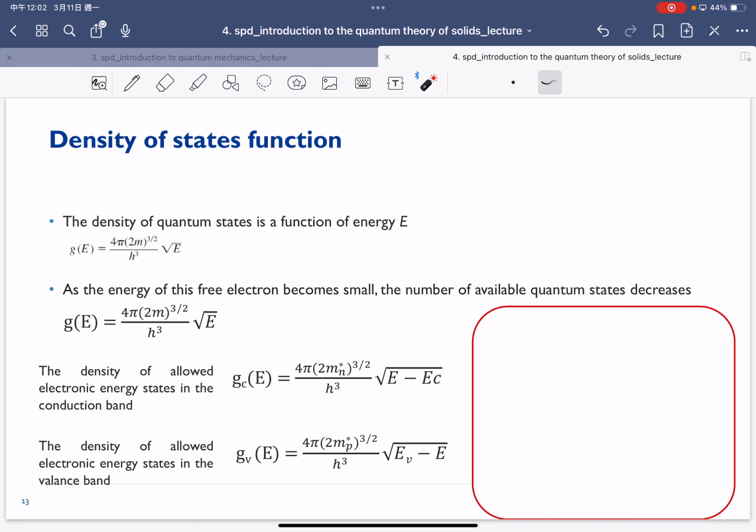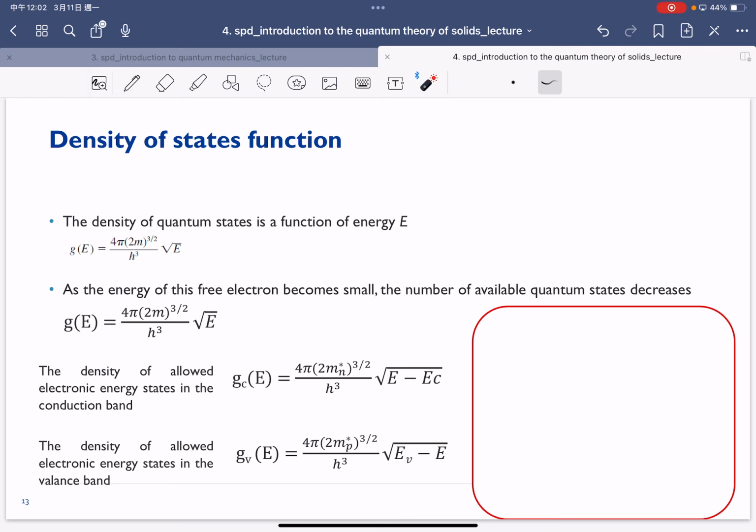Regarding the density of state function, there is an equation shown here. The density of quantum states is a function of energy, as shown here. As the energy of these free electrons becomes small, the number of available quantum states decreases. Here we won't go into detail on how this equation comes out, because it's a fundamental calculation. We just apply the result in the case that we are interested in.